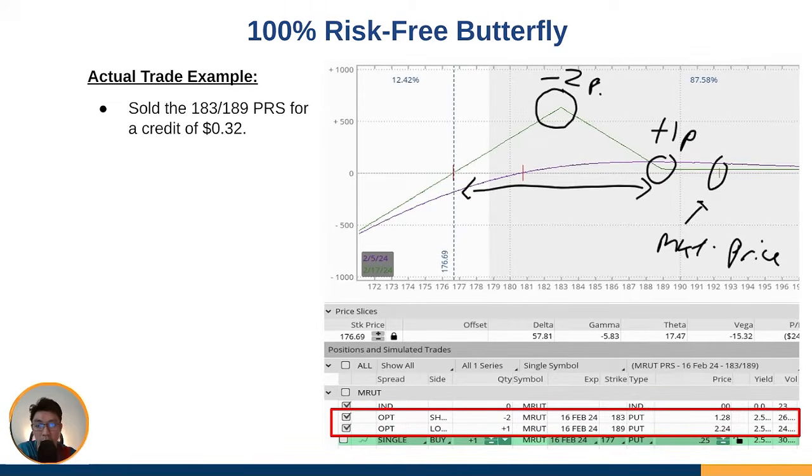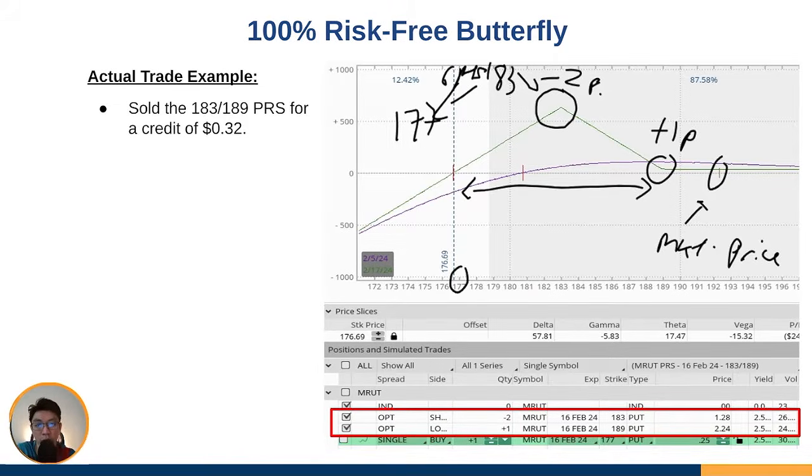So as you can see down here, the put ratio spread that I have on is 183/189. So that is 6 points wide. So where do you think that equidistant long put is going to be? It's going to be 6 points away from where this short strike is. So this short strike down here is 183. So I'm looking for one that is 6 points away, right? So what is 6 points away from 183? The answer is 177, right?